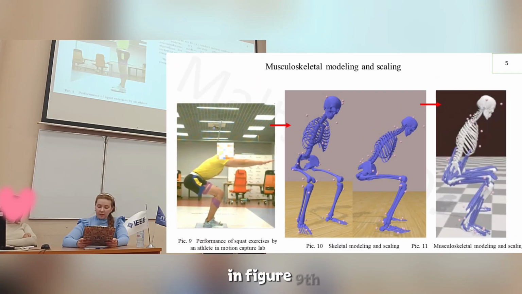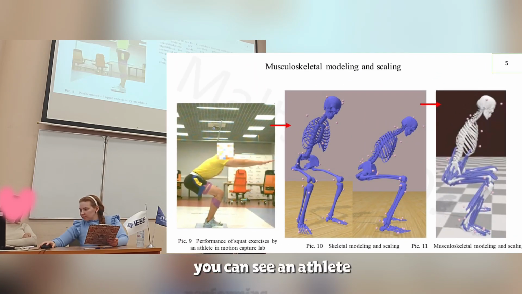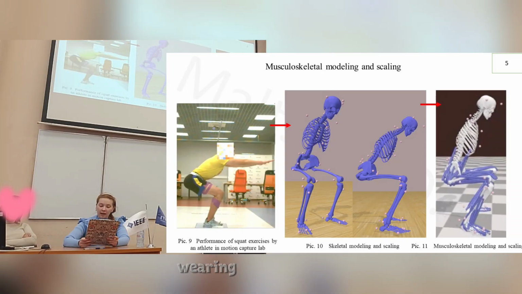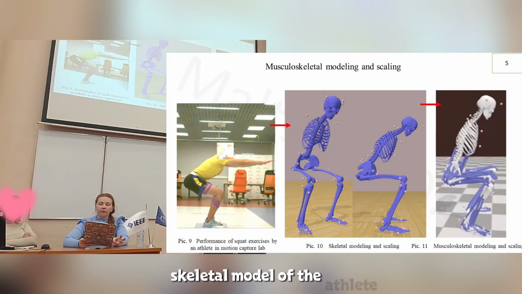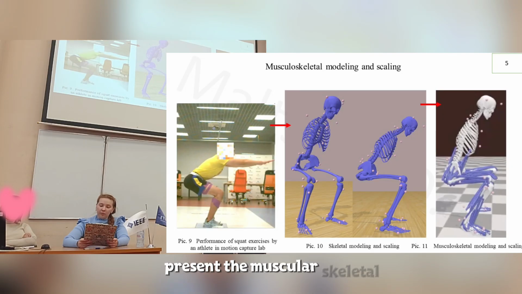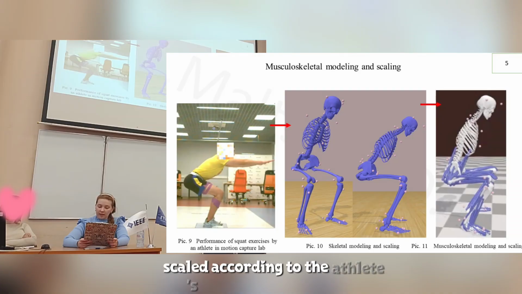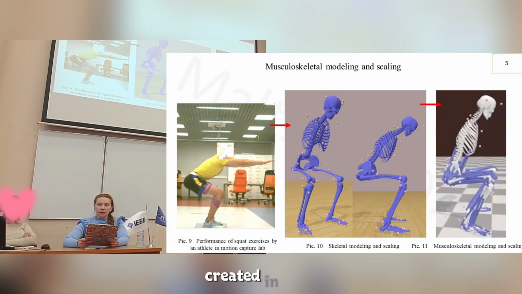In Figure 9, you can see an athlete performing the exercises wearing passive reflective markers. Figure 10 shows the individually built skeletal model of the athlete. Finally, Figure 11 presents the musculoskeletal model with muscles scaled according to the athlete's individual parameters, created in OpenSim, a software platform for musculoskeletal modeling and simulation.